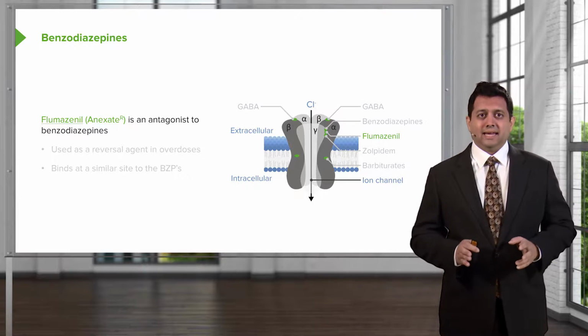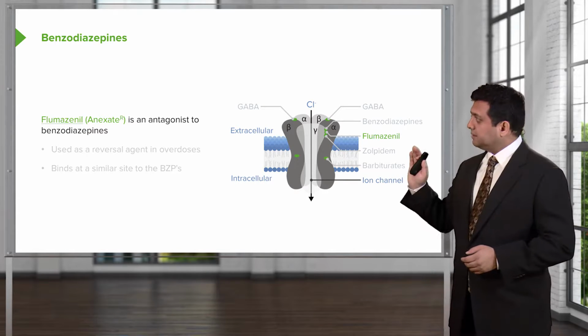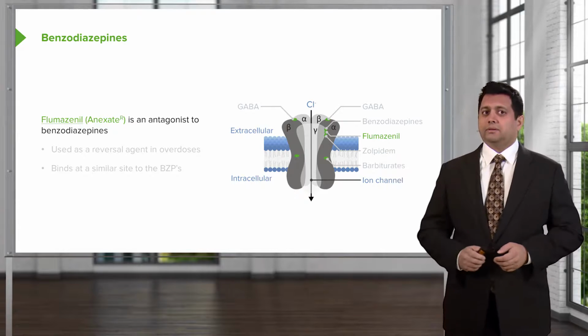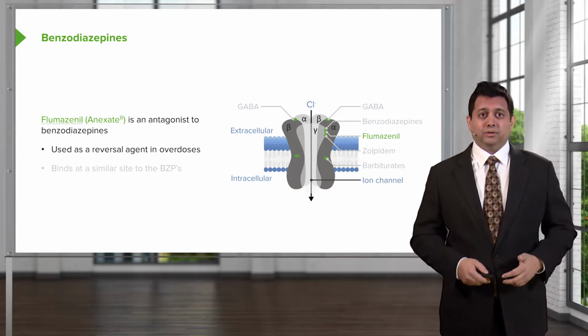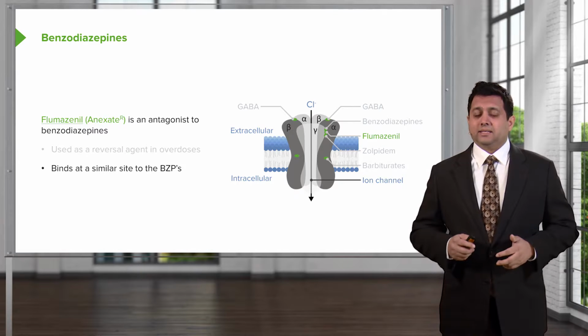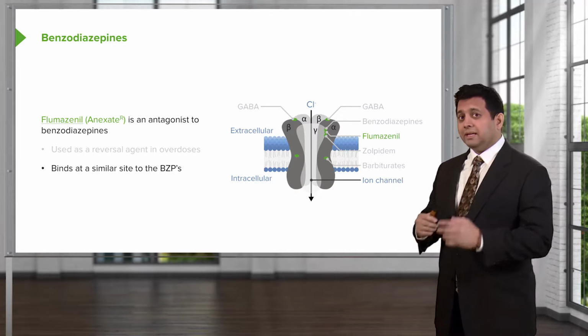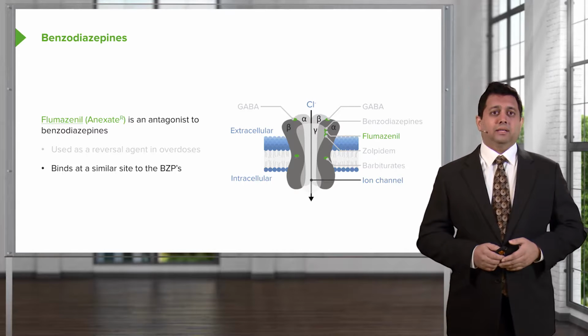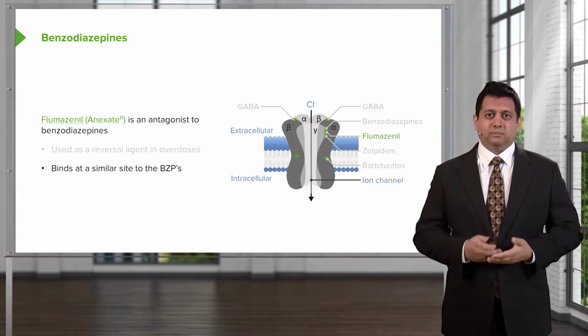Flumazenil is an antagonist to the benzodiazepines. You can see that it binds to an area just under where the benzodiazepines bind. It's used as a reversal agent in overdoses, and it binds at a site inferior to the benzodiazepine so that the benzodiazepine cannot bind to the gamma subunit. Flumazenil, antagonist, antidote to the benzodiazepine.